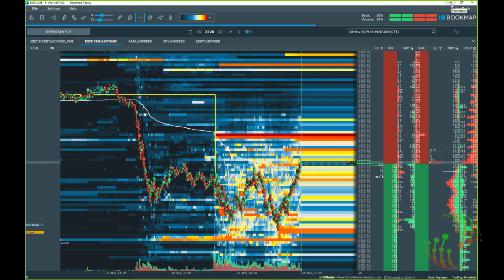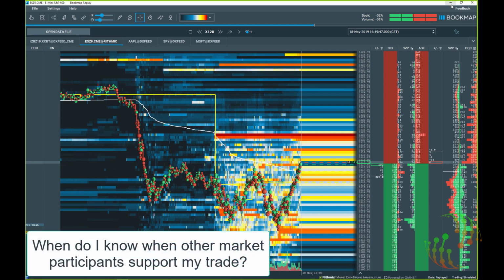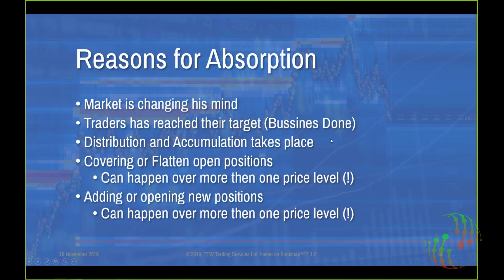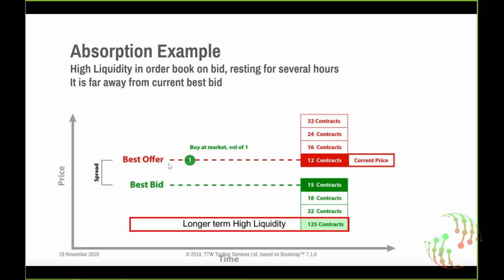That's an absolutely fascinating question. When do I know when others follow me? I need other traders to support my trading idea. Let's go to the theory. I've taken these files from my friend Bruce from Bookmap, just to illustrate what is happening here.